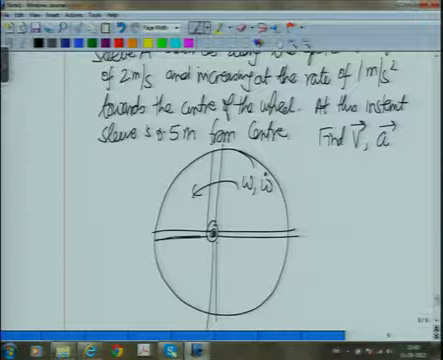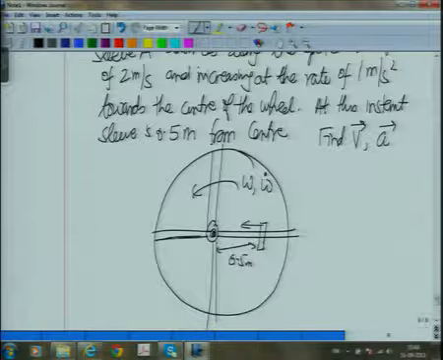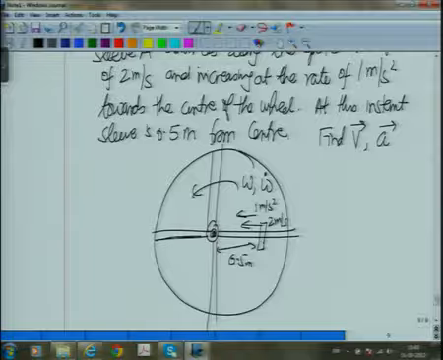But while the wheel rotates, it is also coming out of the page, out of the plane of the board. Why? Because this is a right-handed screw. So as you rotate, it also comes out. And now, what we have been told is that there is a spoke here. Let us say this is the spoke. At this instant, this is 0.5 meters from here, and it is moving toward the center of the wheel with the velocity equal to 2 meters per second and acceleration equal to 1 meter per second square.